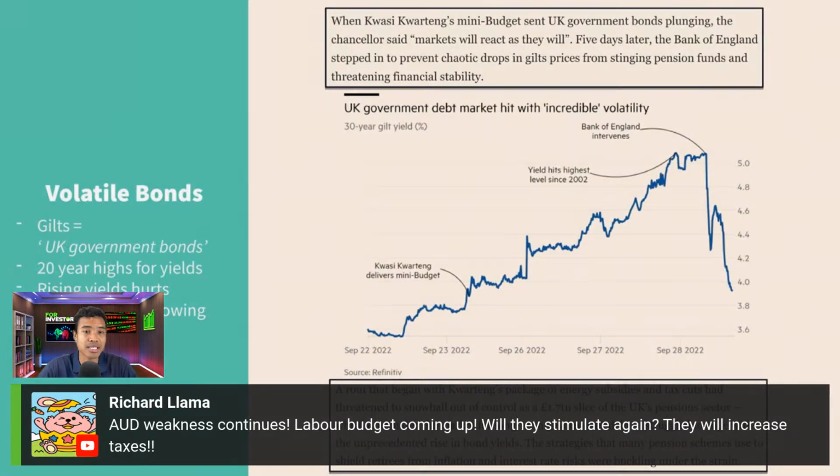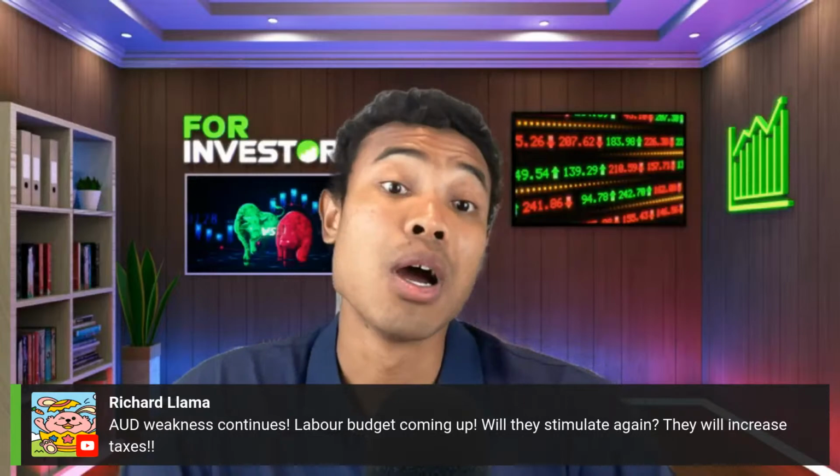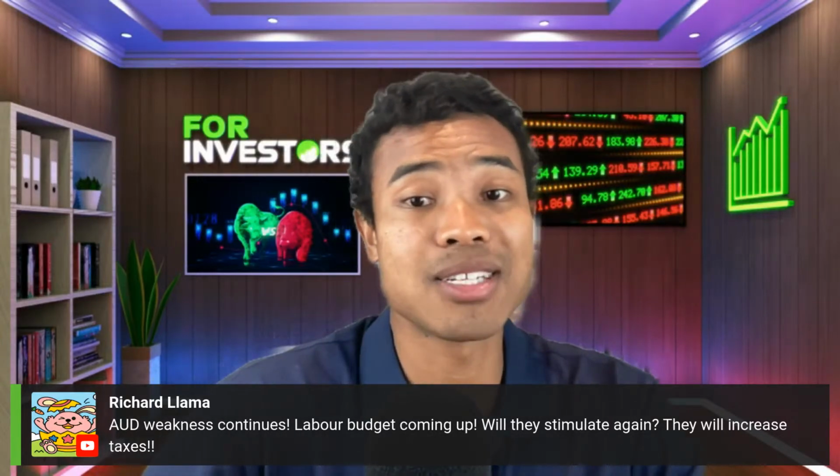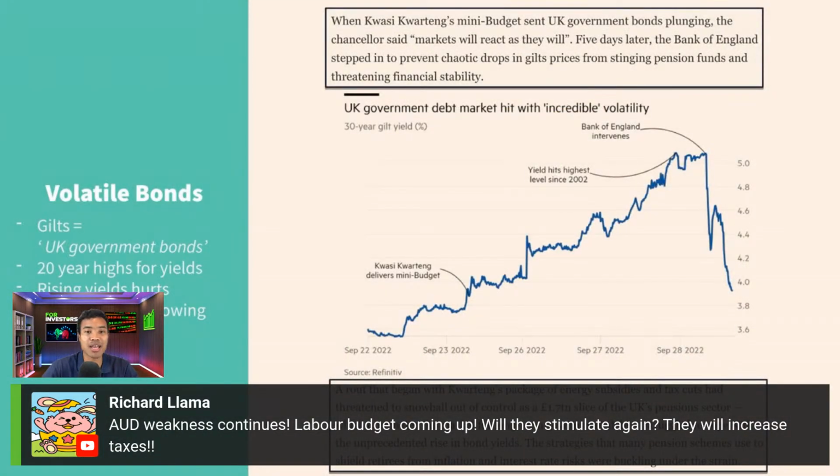Richard, AUD weakness continues, Labor budget coming up. Will they stimulate again? It's going to be fascinating to see. Fascinating to see on that front.